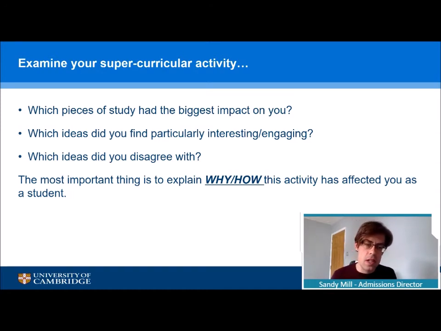Think about which things that you've read had the biggest impact on you, which ones you loved the most or hated the most. It's okay to disagree with anything as long as you say why. The ones that you found interesting, engaging, the ones that have shaped you as the potential student in your particular subject. And it's worth saying, one of the worst things that you can do is just list off a load of things that you've read or done. Because at that point, you're not really telling us much about yourself other than you claim to have read a bunch of stuff.